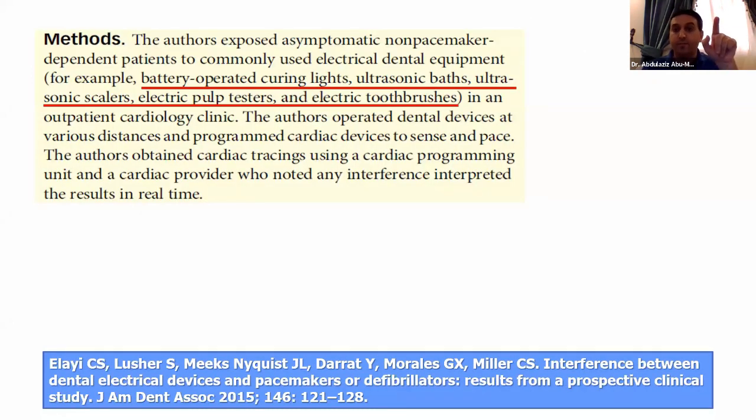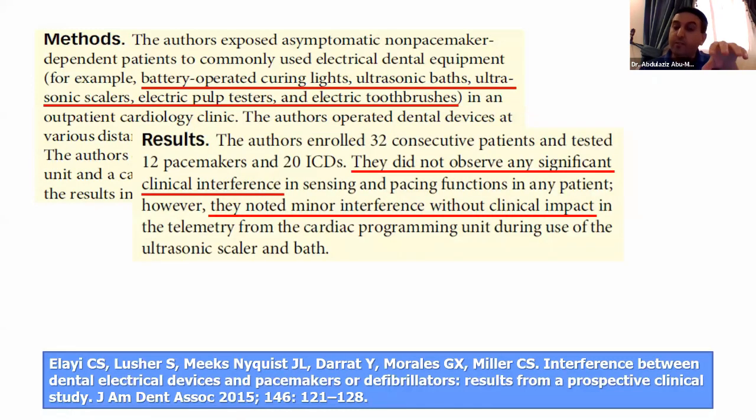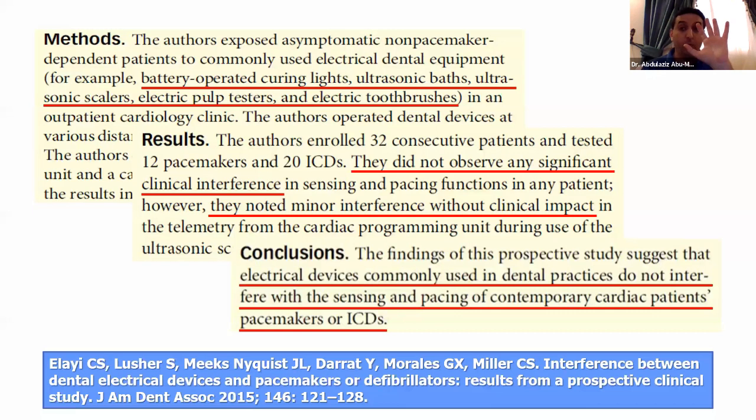That's an in vivo study, where they used battery-operated curing lights, ultrasonic bath, ultrasonic scalers, electric pulp test, and electronic toothbrush. With the result of this study, they didn't observe any significant clinical interference. There is interference, but it's not affecting the function of the device. So, as a conclusion, are the devices safe to be used with the defibrillator or the pacemaker? It should be used with caution.